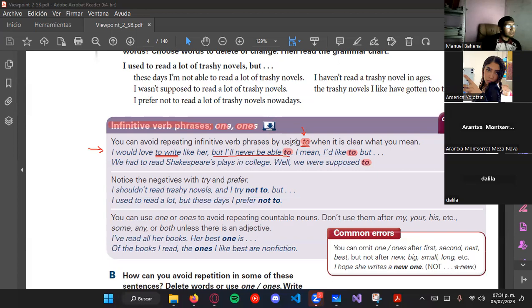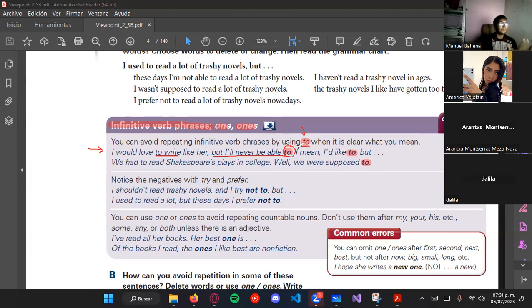Here, why do we use to? ¿Por qué ocupamos el to? ¿Por qué lo dejamos hasta ahí? For example, what would go next? ¿Qué seguiría si yo quisiera continuar la oración? Aunque me repita, ¿qué seguiría? To write like her. Exactly, to write like her. But I will never be able to write like her. Right? Seguiría lo mismo. But we will be repeating ourselves. Pero ahí efectivamente nos estaríamos repitiendo. Estaríamos repitiendo otra vez lo mismo y queremos evitar eso.